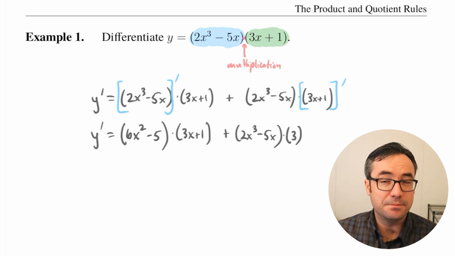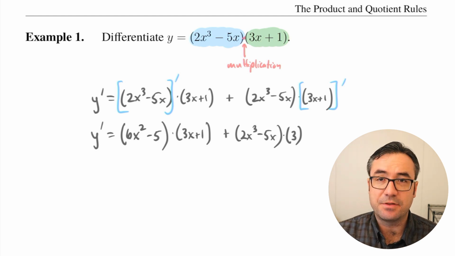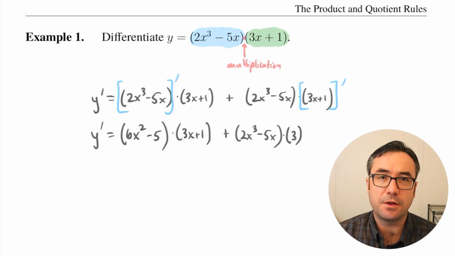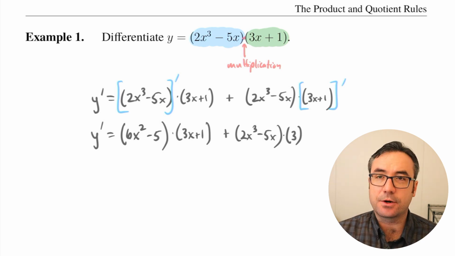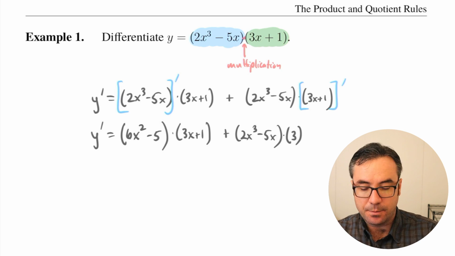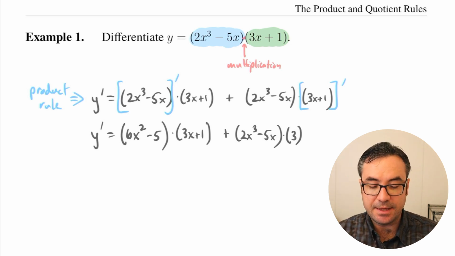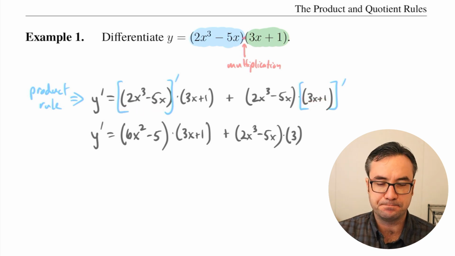If we wanted to, we could go further and simplify this down by multiplying everything out, but we're just going to stop there. So we're done with all the differentiation. We can stop. We have our derivative. All right, so that's the product rule in action. The product rule happened in this step right here. That was us applying the product rule. And then to get the answer, it was just some regular derivatives that we've done.